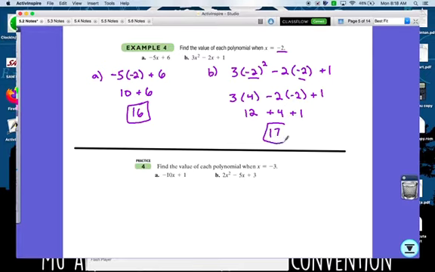All right, so when you find the value of a polynomial, you substitute the number in for the variable and do order of operations. Okay, again, try your practice out. Answers are going to be 31, 10 plus 15, 33, I think, 36 here.